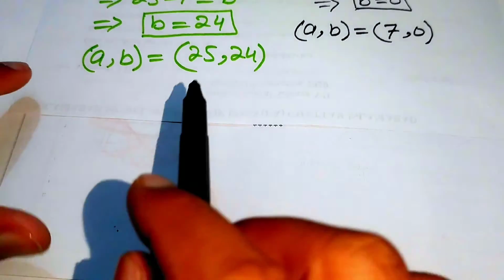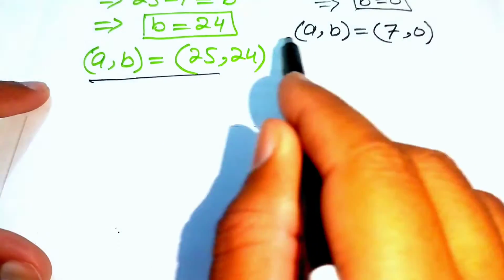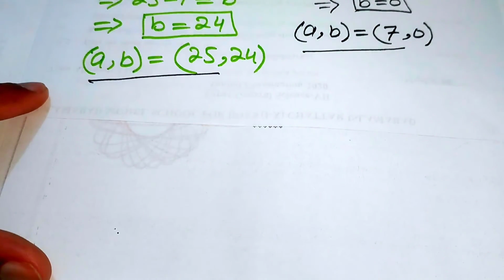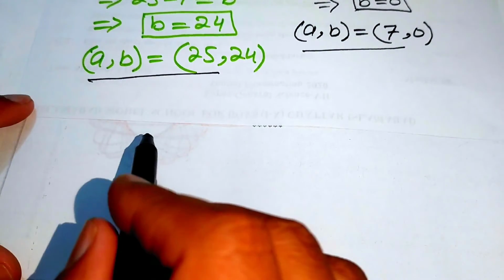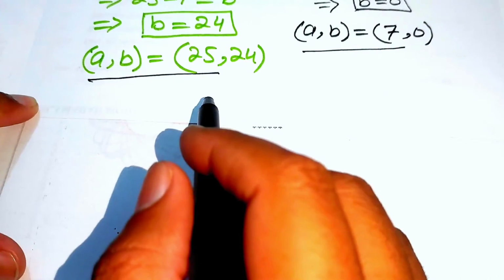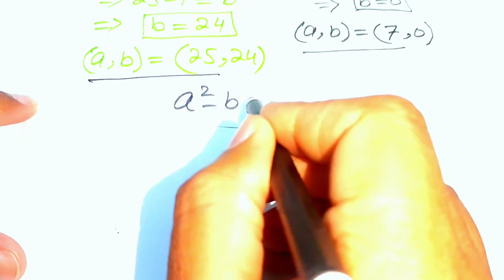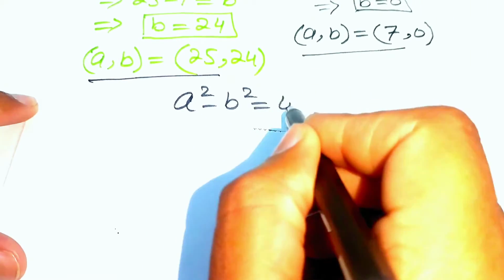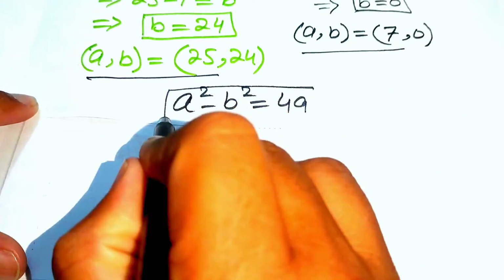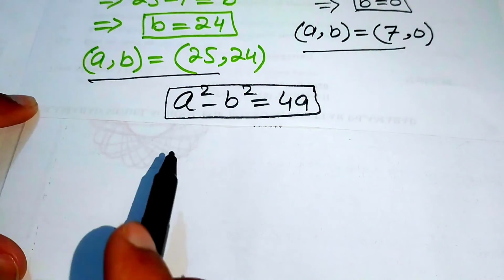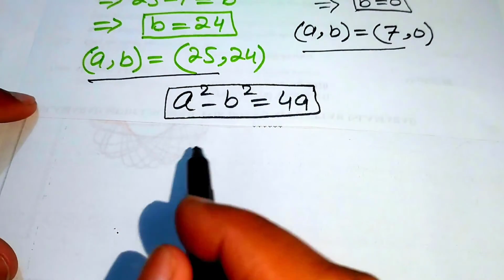So in the next step, we verify these two solutions. Do these two solutions satisfy our given question statement or not? So now here we first copy down the given question statement, which is a square minus b square equals 49. So this is our question statement, and we will verify these two solutions here.